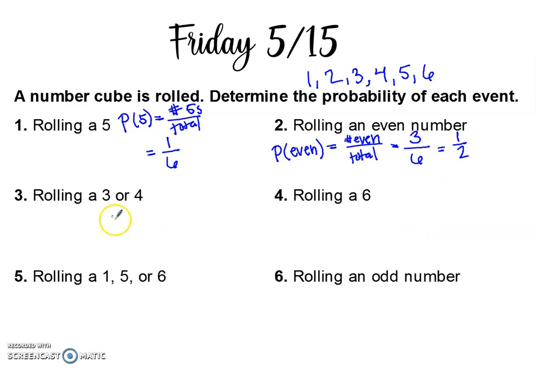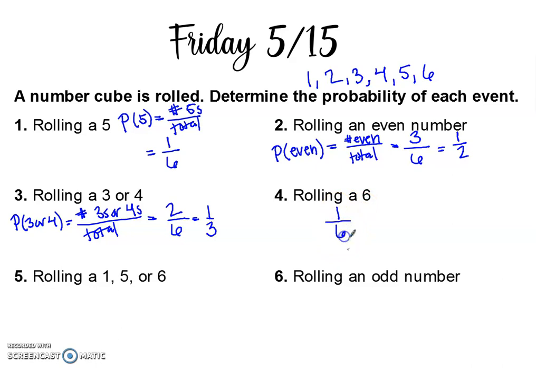What about number 3? The probability of rolling a 3 or a 4. So number of 3s or 4s over the total. There's 1 3 and 1 4, so there are 2 favorable outcomes out of the 6 total. But you can reduce that to 1/3. Rolling a 6, there's 1 6 out of 6 total outcomes.